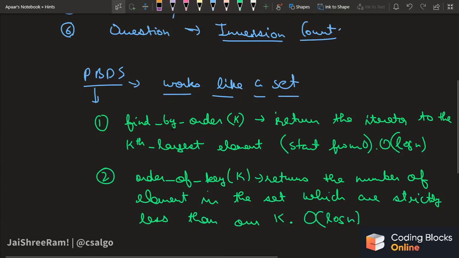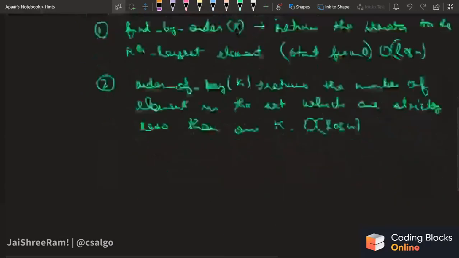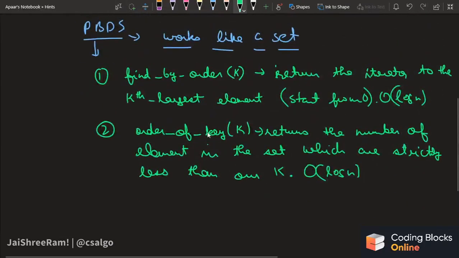Generally, to find the kth largest element in a set, we try to use binary search over it. So instead of writing it again and again, we'll just use the policy-based data structure. Using binary search takes log n time, but this will also work in log n time. So these are the two important functions of the policy-based data structure. I will code it down. And now let us move forward.